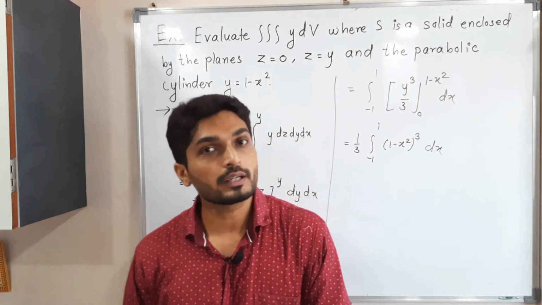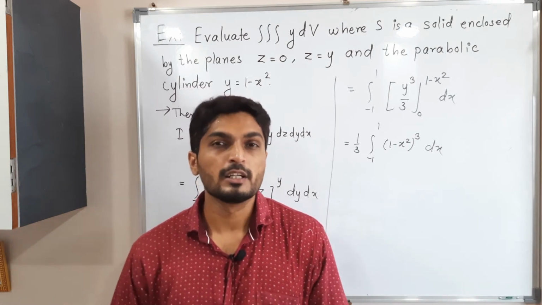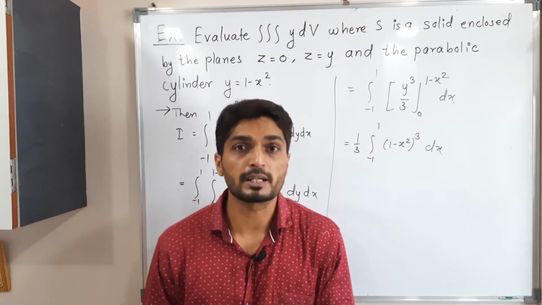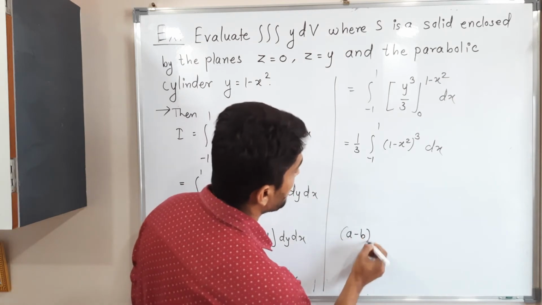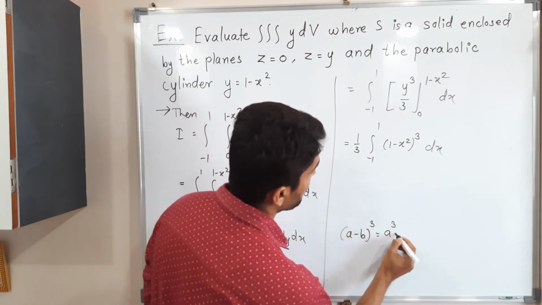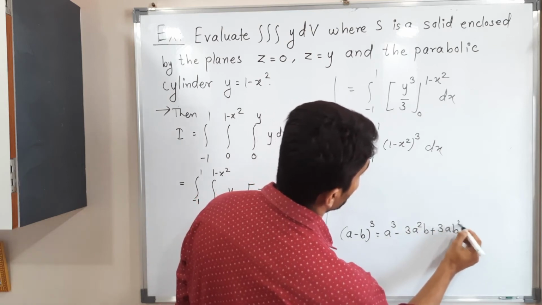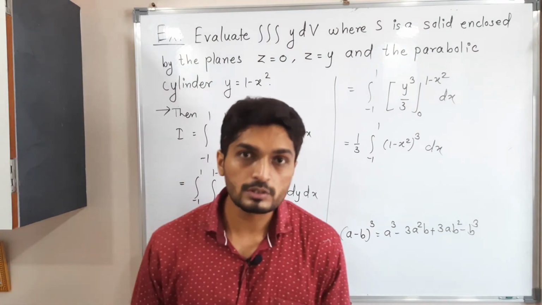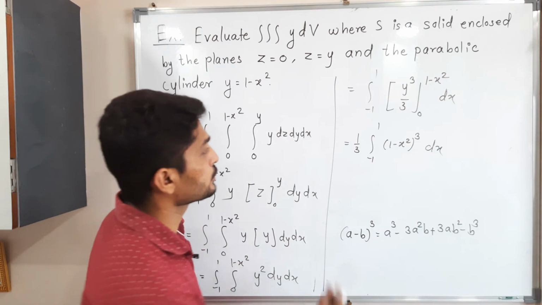So you cannot take direct integration. Either you have to substitute or you have to expand the bracket. Using substitution we can also solve the problem, but here I will expand the bracket. Do you know the expansion of (a minus b) cube? (a minus b) cube is a cube minus 3a square b plus 3ab square minus b cube. So we have to use this formula to expand the bracket. Please use the formula and tell me what I am supposed to write.